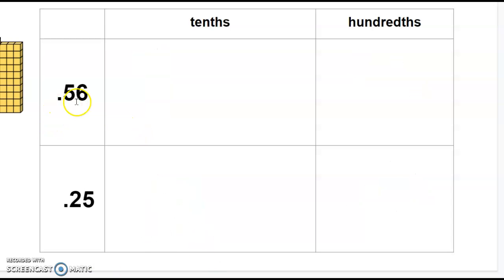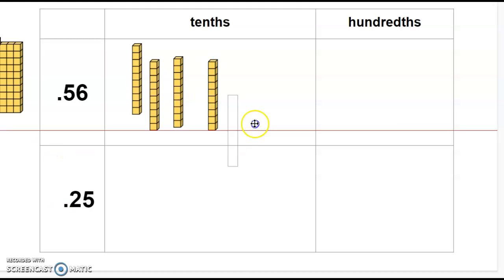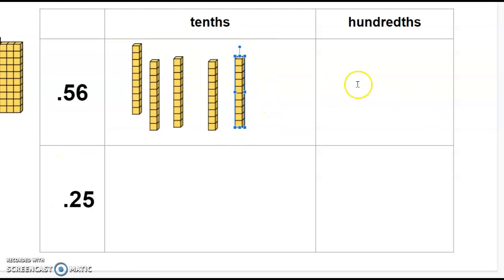The last one, I have 56 hundredths and 25 hundredths. So looking at this, I'm going to start with my tenths column. How many 10 rods do I need to move over? I need to move over 5. 1, 2, 3, 4, 5. How many hundredths do I move over? I need to move over 6.